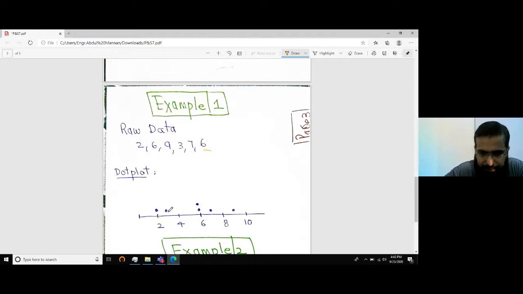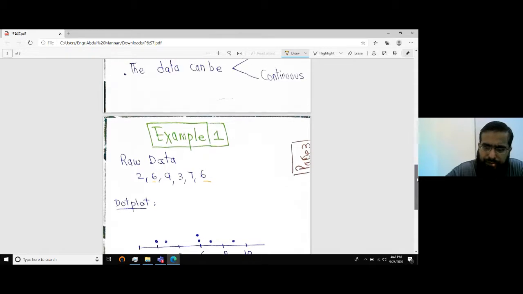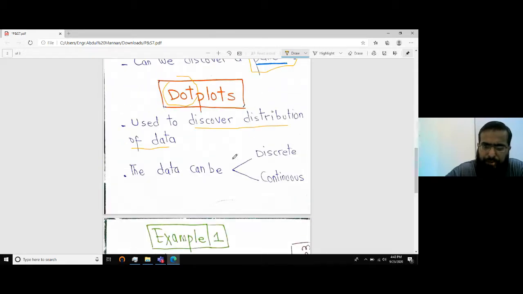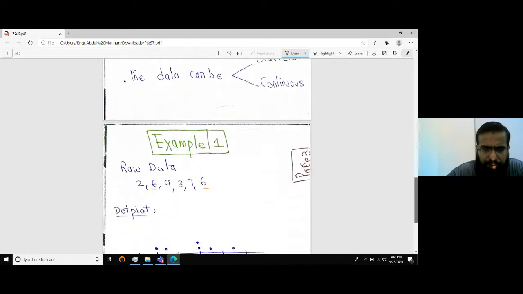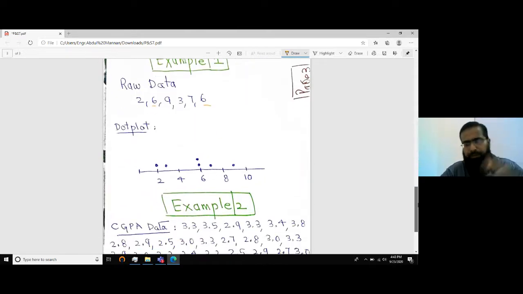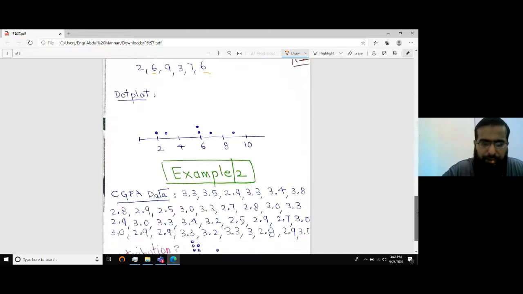So this gives us a distribution that we have number 6 appearing the most number of times in this data. So this is how we can have a guess about the distribution. We'll talk more about probability distributions in our upcoming lectures, and we'll use such graphs and other types of graphs like histograms in our upcoming lectures.